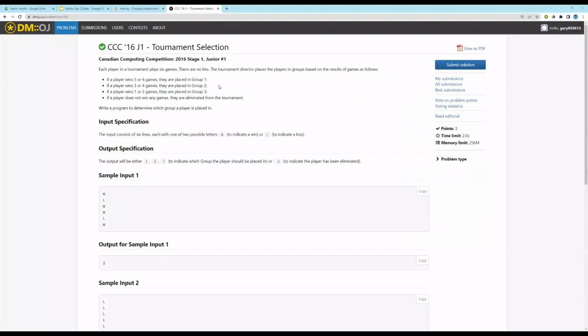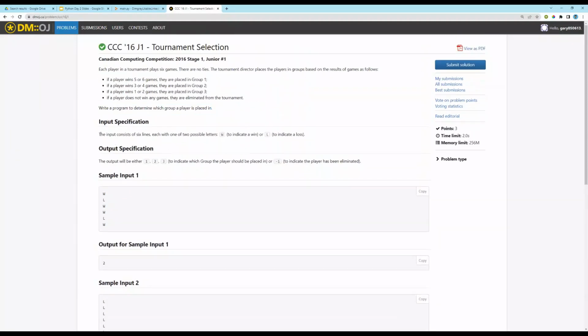Tournament selection. Each player in a tournament plays 6 games. There are no ties. The tournament director places the players in groups based on the result of games as follows. If a player wins 5 or 6 games, they're in the first group. If a player wins 3 or 4 games, they're placed in group 2. If a player wins 1 or 2 games, they're placed in group 3. If a player does not win any game, they're eliminated from the tournament. So write a program to determine which group a player is placed in.